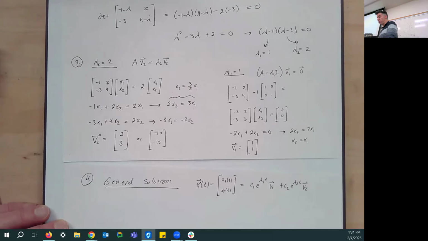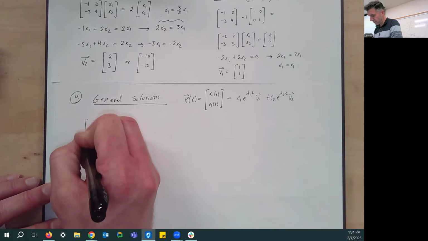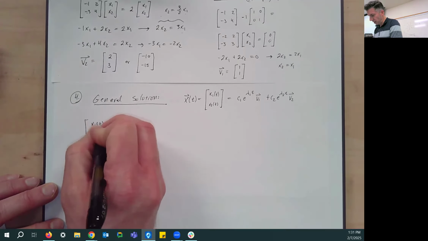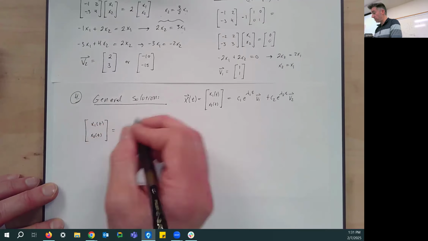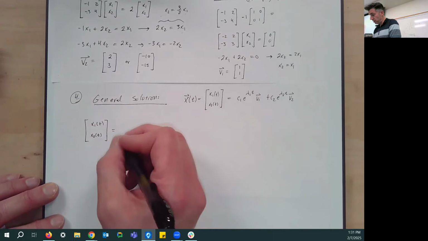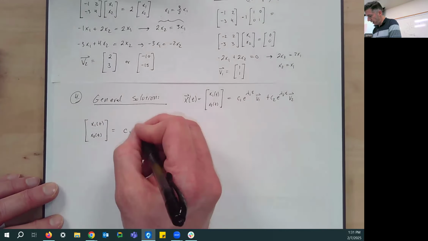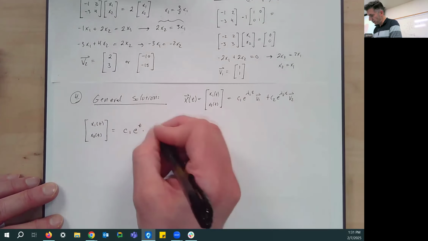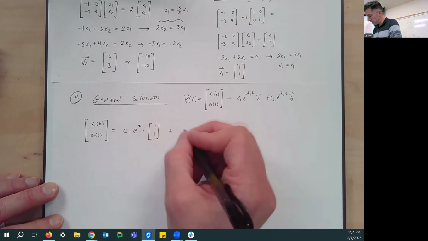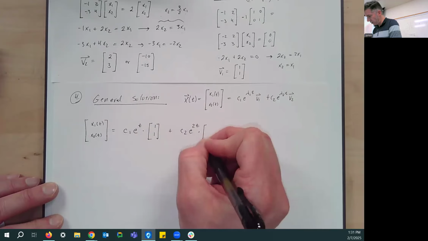And now we're going to write it out. So we're going to say that x1 of t, x2 of t is equal to, we don't know what c1 and c2 are yet. So c1 e to the λ1 was 1. I don't really need to write 1 times t, I'm just going to write t. Times v1, which is the vector 1, 1, plus c2 e to the 2 times t times v2, which was 2, 3.